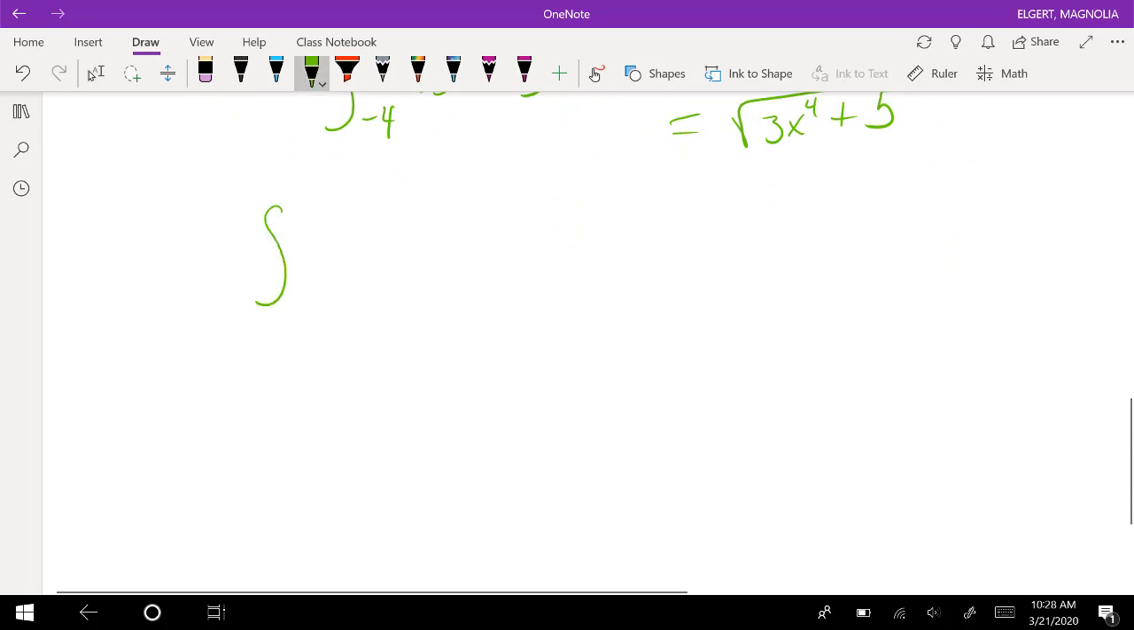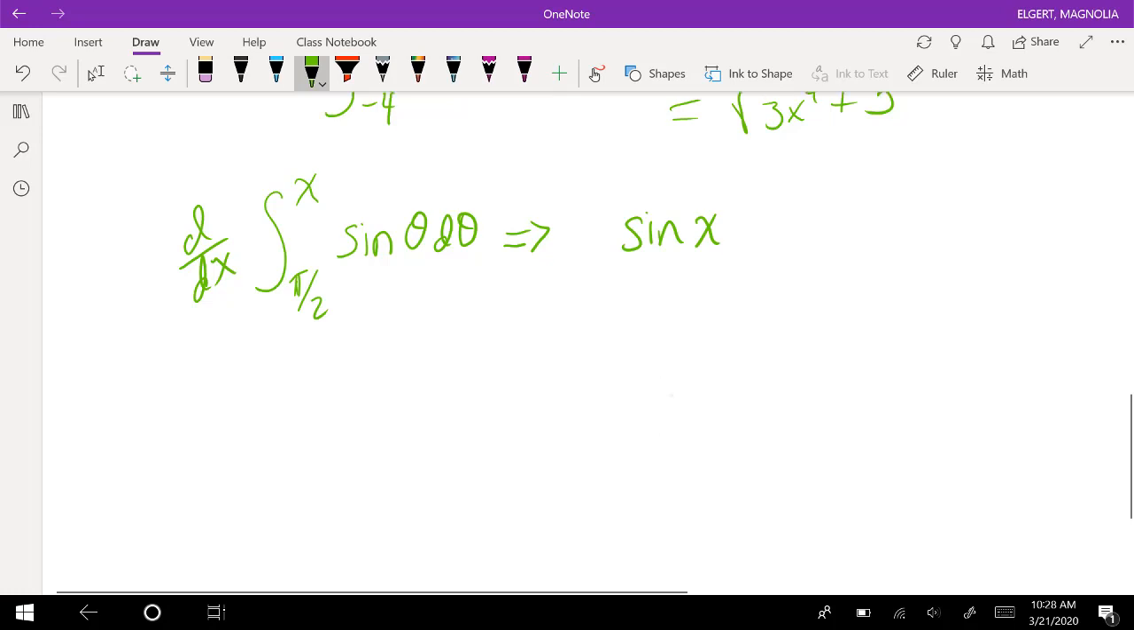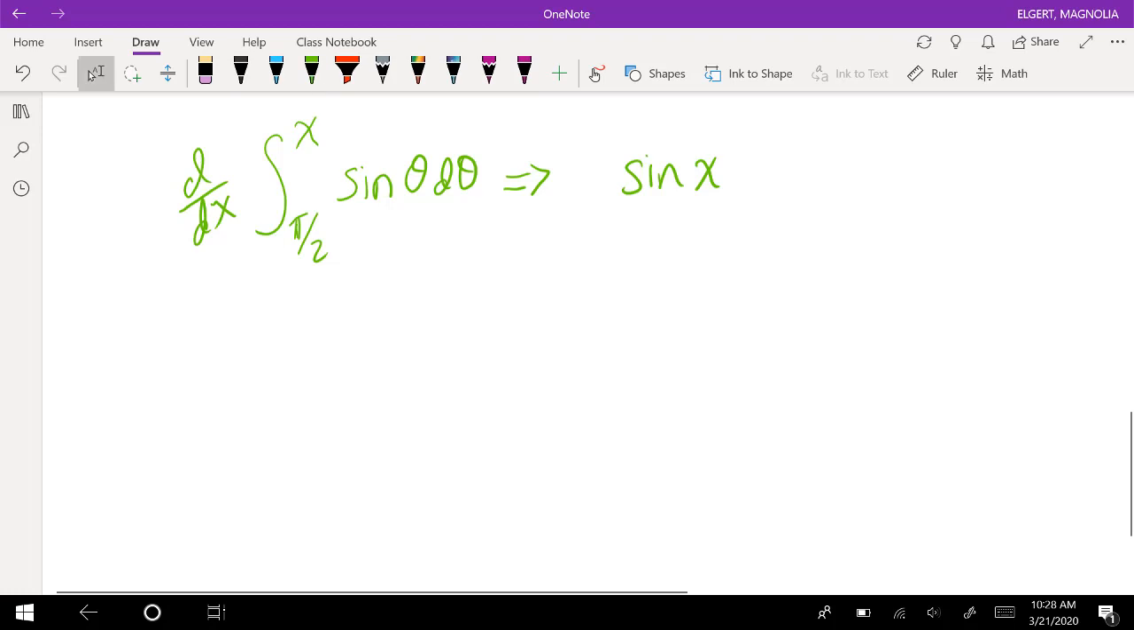Just real quick, you could do this with sine and cosine as well. So if you have from pi over 2 to x of sine of theta, maybe they use theta instead of t, which could happen. When you do that, and you're going to take the derivative of that in terms of x, you would just get the sine of x times the derivative of x, which is 1. And remember, this is a constant, so its derivative is 0. Like I said, you can do that for anything.